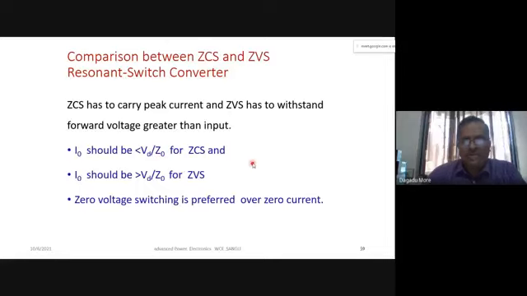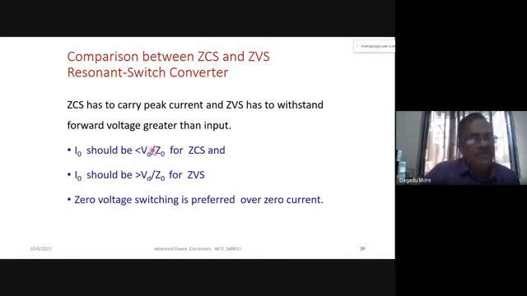What is the value of Z0, the characteristic impedance? What will be the characteristic impedance of an LC circuit? Square root of L by C. Here, LR by CR. So Z0 is the square root of LR by CR. We find out what the values of LR and CR used are, and from that you find out Z0.